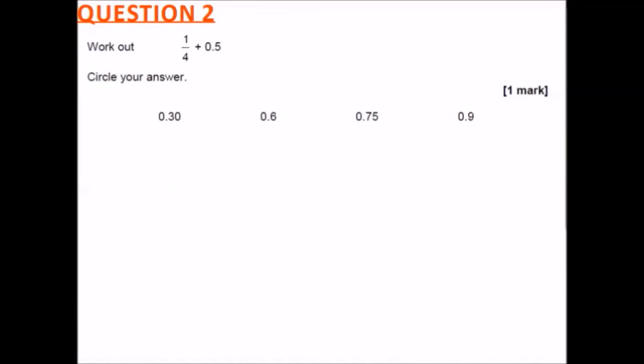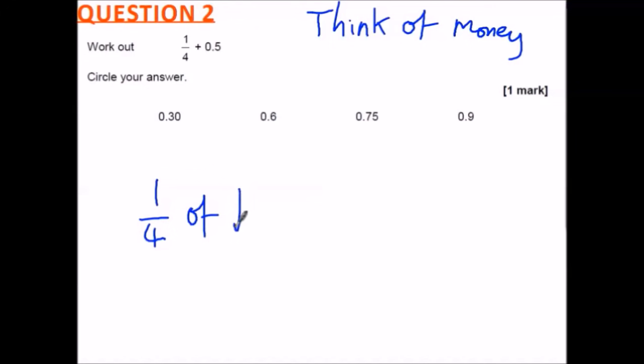Question 2. Work out 1/4 plus 0.5. 0.5 is half. What I'd suggest you might want to do is consider this in terms of money. So if you think of money, then just think in terms of a pound. 1/4 of a pound would be £1 divided by 4.